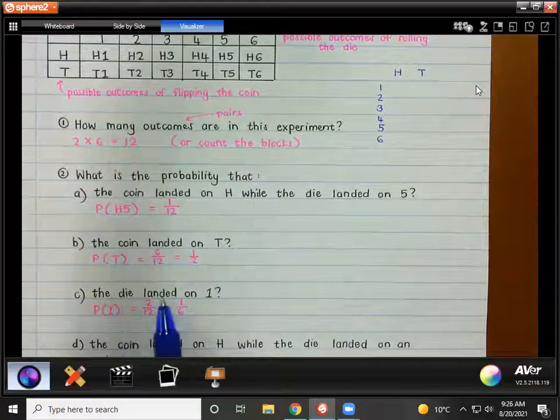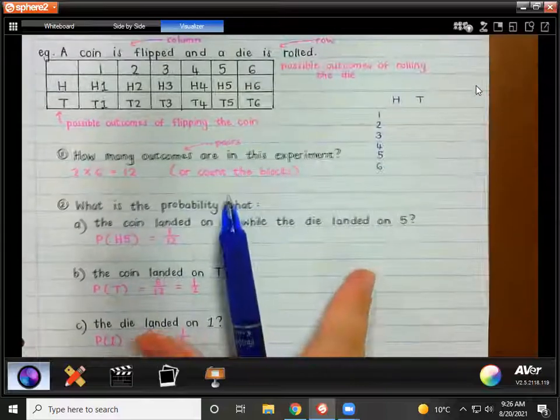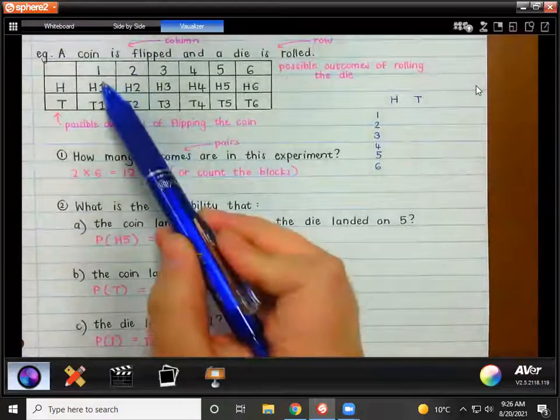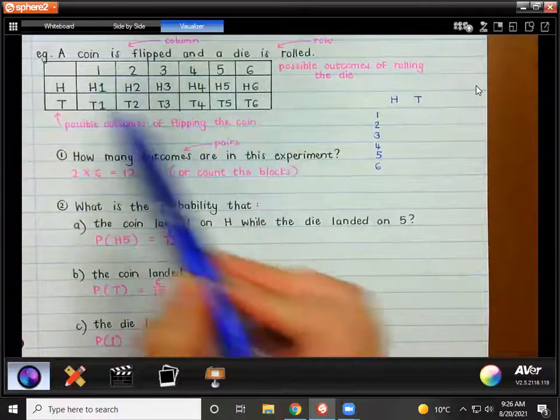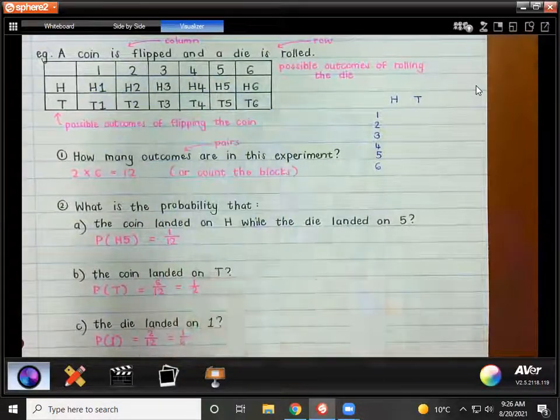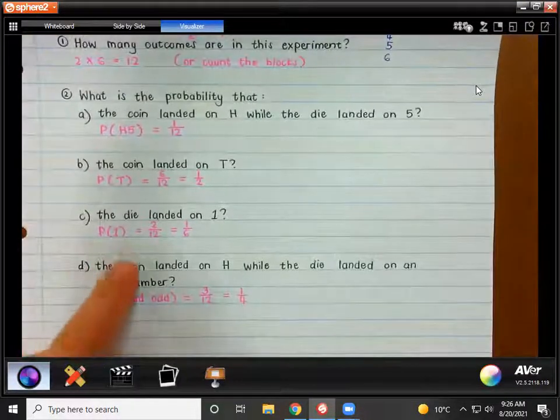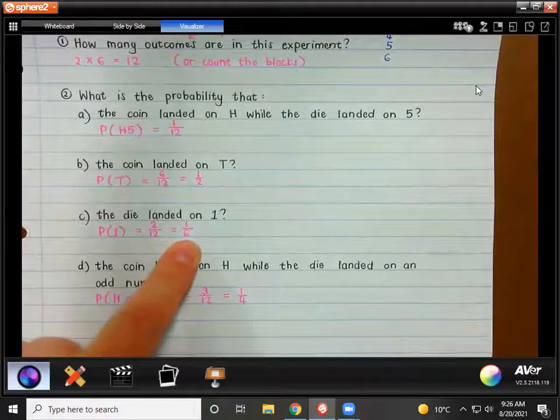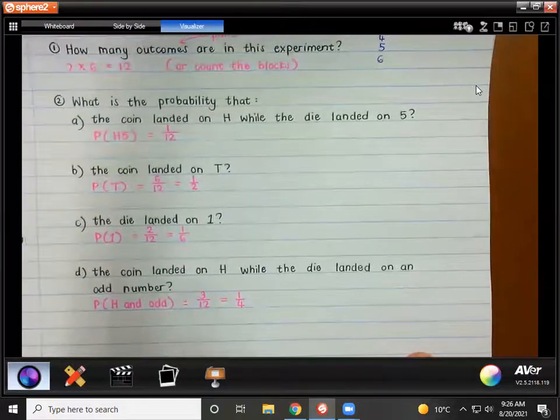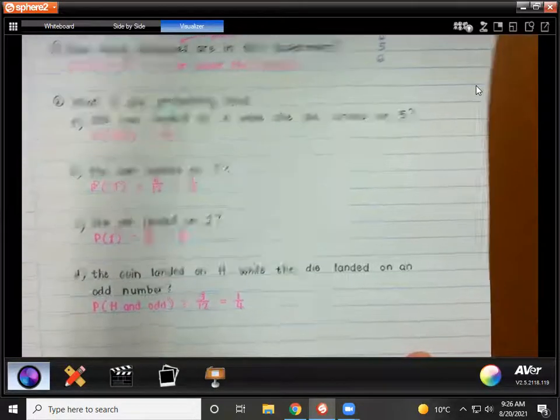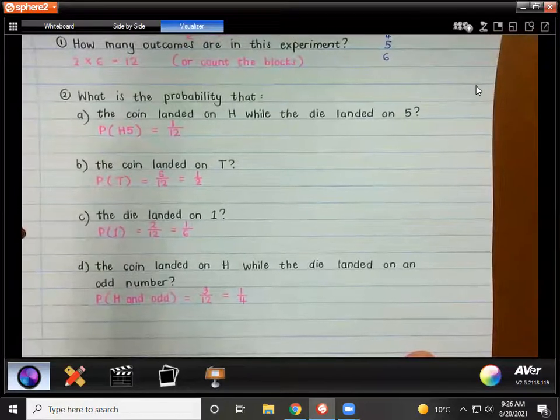Probability that the die landed on 1. How many blocks are there with a 1 in them? 2 out of 12 blocks in total. Right? So 2 over 12. Which simplifies to 1 over 6. And guys, isn't that the probability of a die landing on 1 anyway? 1 is one of the numbers out of 6 numbers in total.